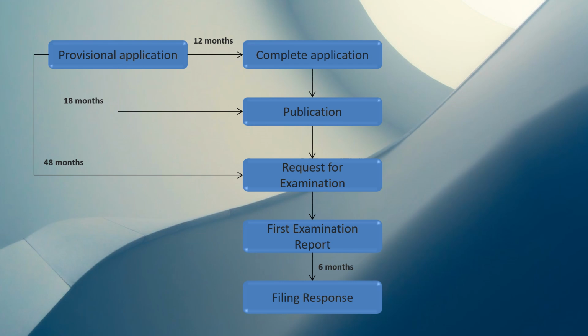Now, this is the filing stage. This is the first stage of a patent registration procedure. The second step is the publication. Now, what does publication mean?